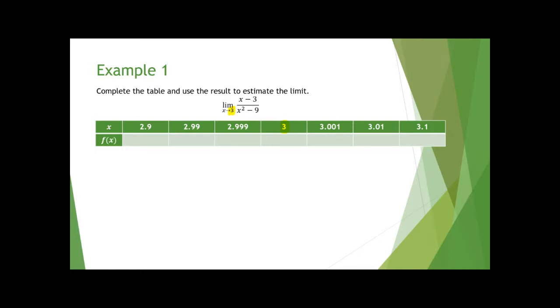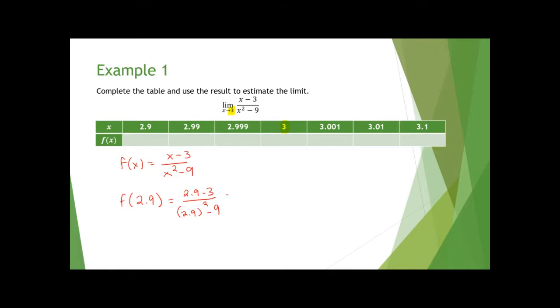So when you're using the table, you are literally plugging these values into your function. So f of x = (x - 3)/(x^2 - 9). You were plugging in these values for x into that function. So the first one is f of 2.9. So I have (2.9 - 3)/(2.9^2 - 9).